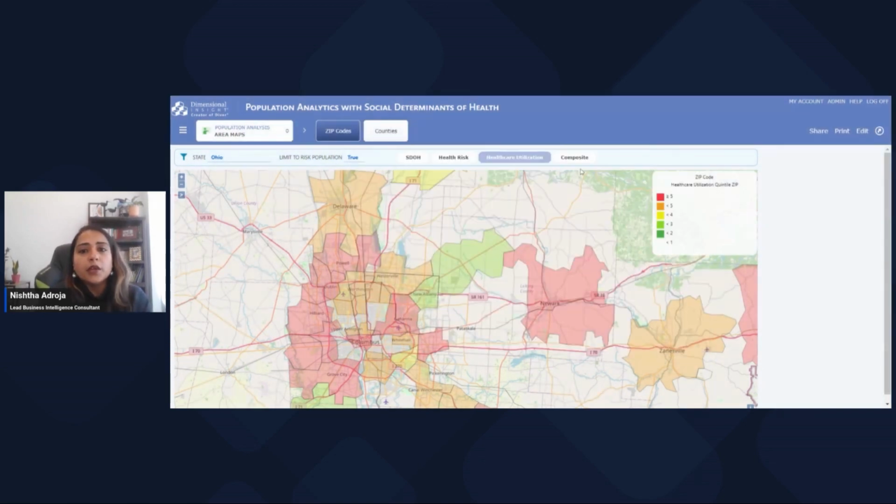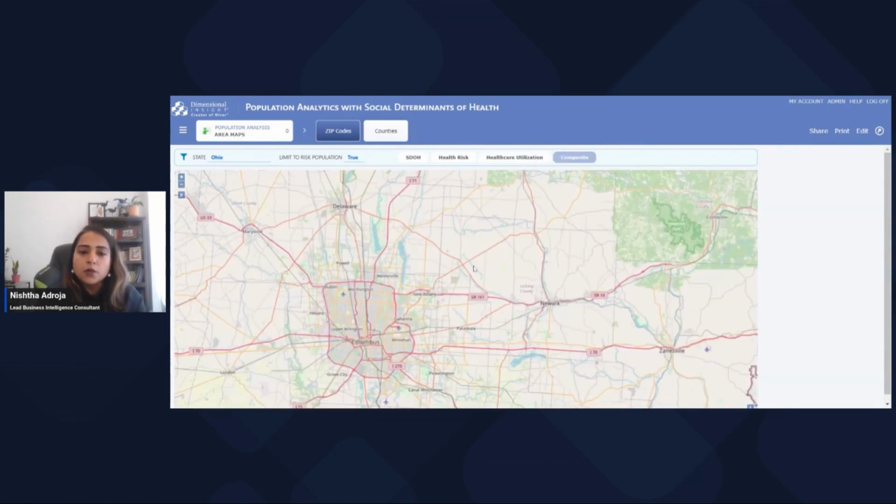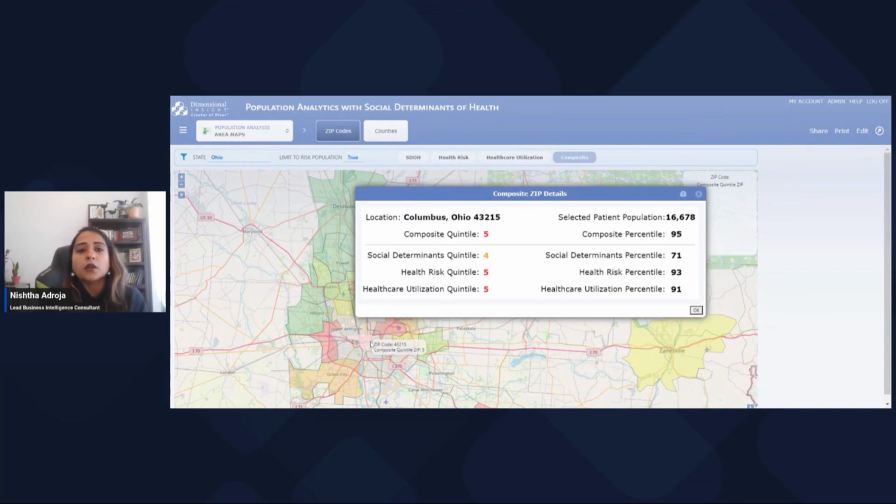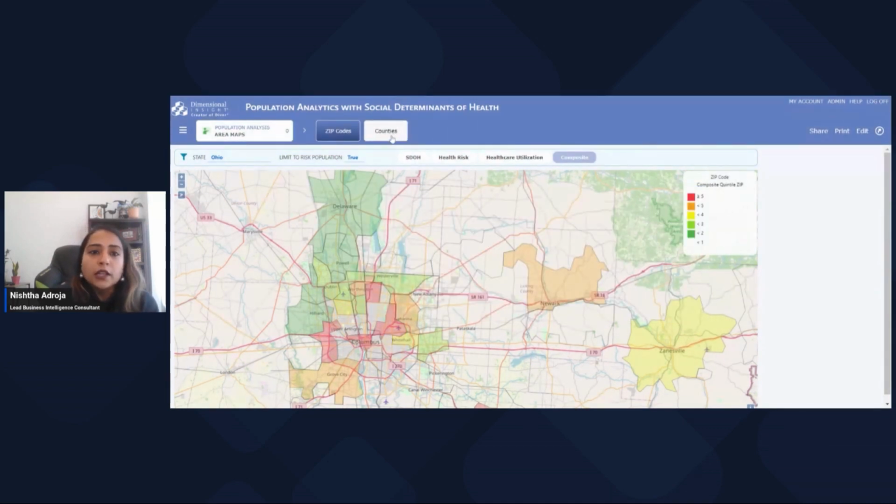The fourth page that we have for area maps is the composite, and what this does is it combines all the information about STOH, the health risk, and the healthcare utilization in one page, and the composite quintile value is derived from all the 3. We have similar information at a county level, and we can also add information at a census tract level, which is more granular than a zip code, and also at primary care service areas.